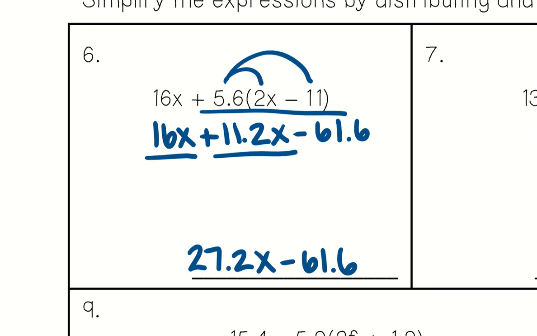So in your work, I should be able to see how you distributed, and then your last step should show me how you combine those like terms.